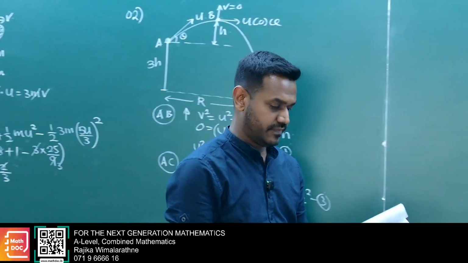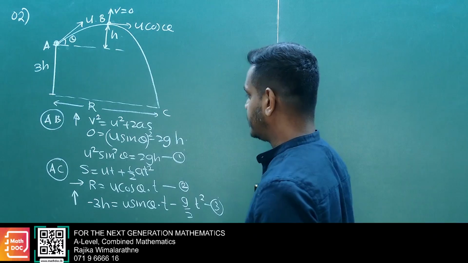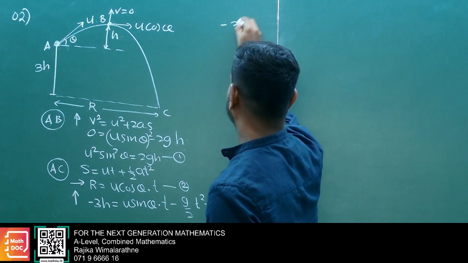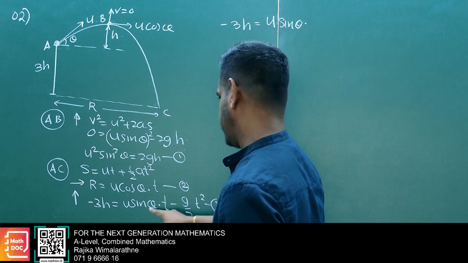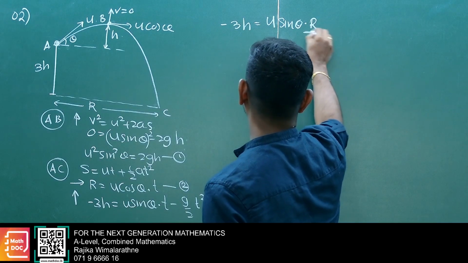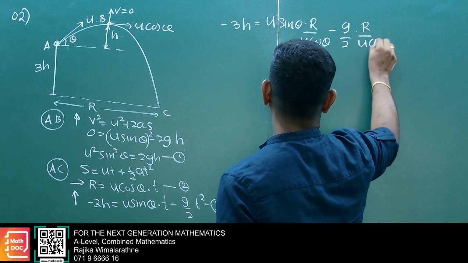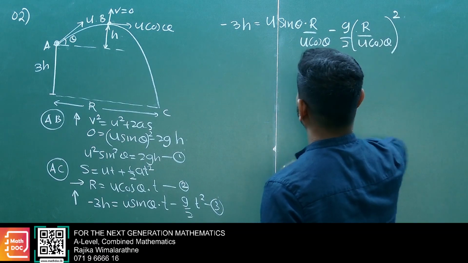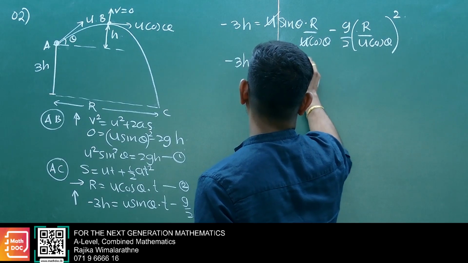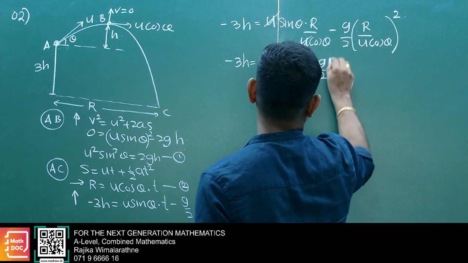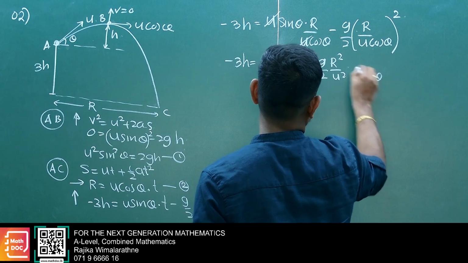Okay. Then you can simplify that one. Take the time from here and substitute. Then minus 3h equals u sin theta times t, where t is r over u cos theta, minus g over 2 times (r over u cos theta) squared. Now simplify. Minus 3h equals r tan theta minus g over 2 times r squared over u squared cos squared theta.